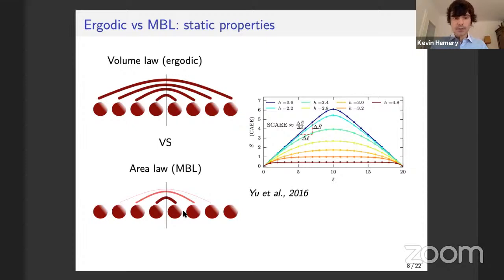What this means is that if you move the cut through the system, you will have constant entanglement through your system. And for high disorder, you will get the orange curve, where you see that except for the boundaries, in the bulk of the system, entanglement is constant as a function of the length of the cut. So another difference is high entanglement of the eigenstate versus small entanglement of the eigenstate.